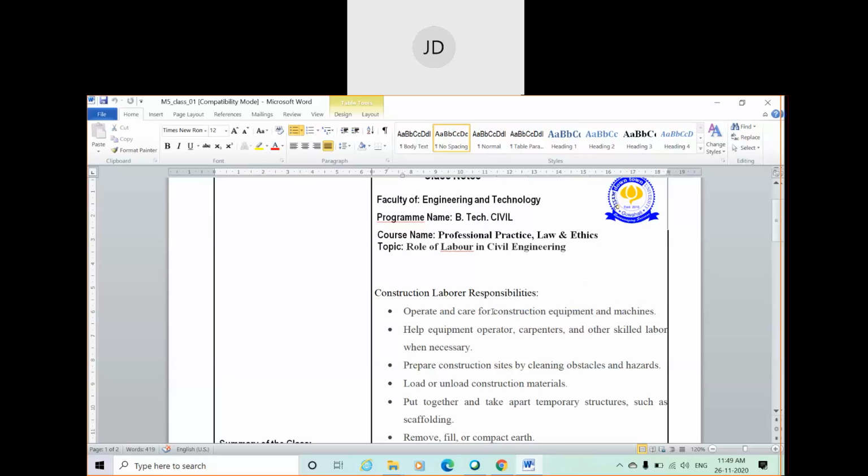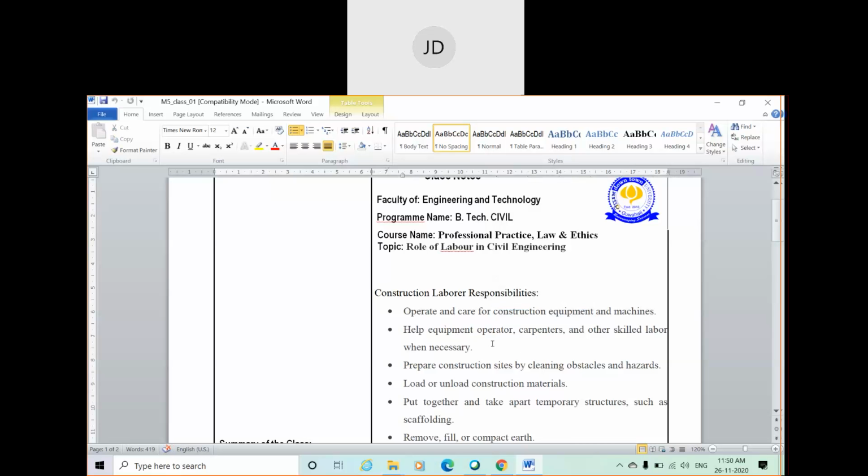I believe most of you have known this term, construction equipment. If you still have confusion, you can search and find out. Maybe in a viva, somebody may ask you. So they have to take care of and operate the construction equipment and machines.